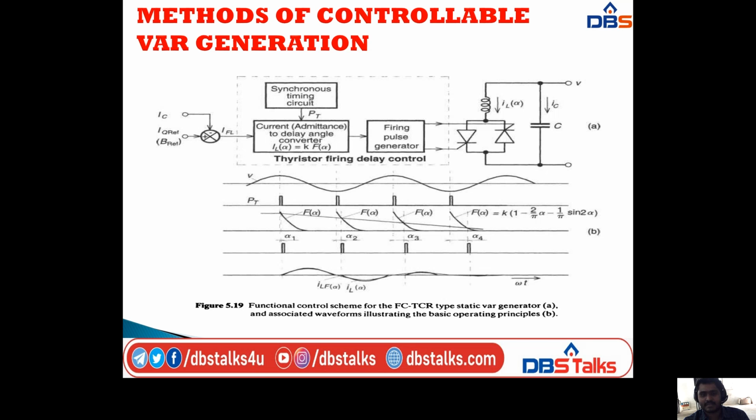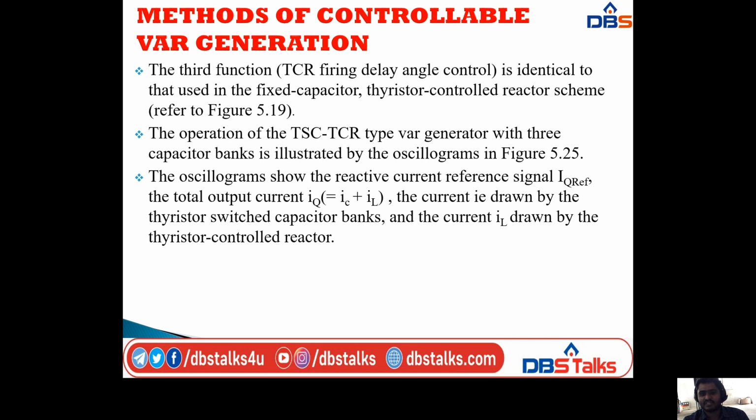And this one is connected to the synchronous timing circuit, and it is given to the firing pulse generator, and this arrangement is given to the thyristor valve, and it consists of one reactor. This is the TCR branch, that is thyristor controlled reactor, and this whole arrangement is given to the capacitor. Okay, and after that we have the waveforms like this. So this is the functional control scheme for the fixed capacitor, that is this last one. Okay, fixed capacitor and TCR type VAR generator and associated waveforms, the basic operating principles. Like this, we have the arrangement. By taking the reference of this one, we are explaining the third function.